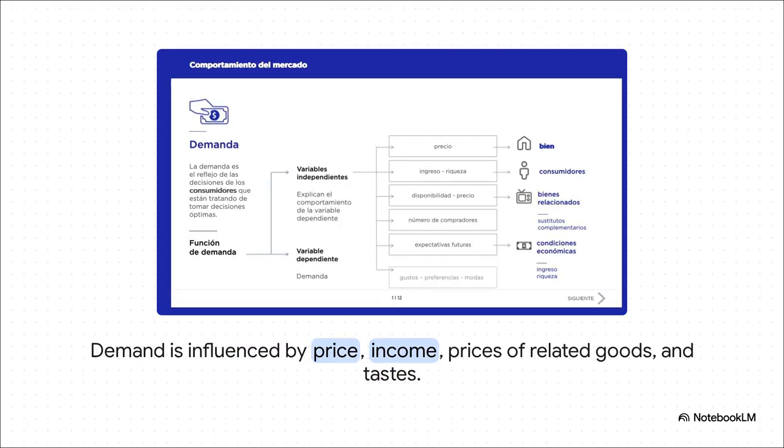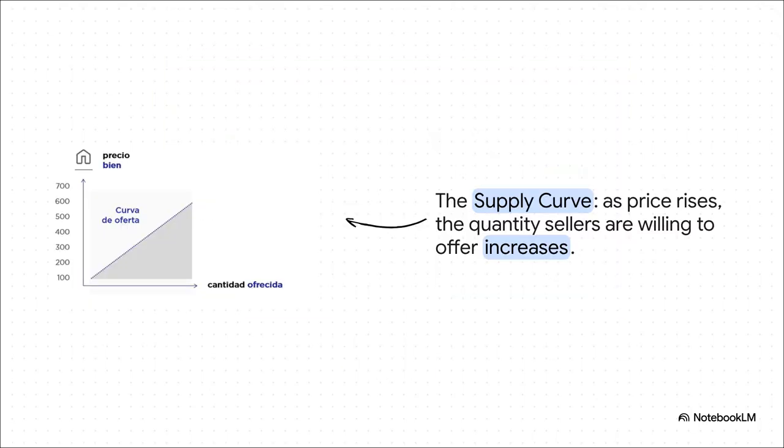Makes sense. But here's the thing, price isn't the whole story. As this diagram shows, lots of other things can influence our buying decisions. Things like your income, the price of substitutes, like tea instead of coffee, your personal taste, and even what you expect to happen in the future. Any of these can shift the entire demand curve, which means people might want more or less of a product at any given price. Now let's flip over to the other side of the market, supply.